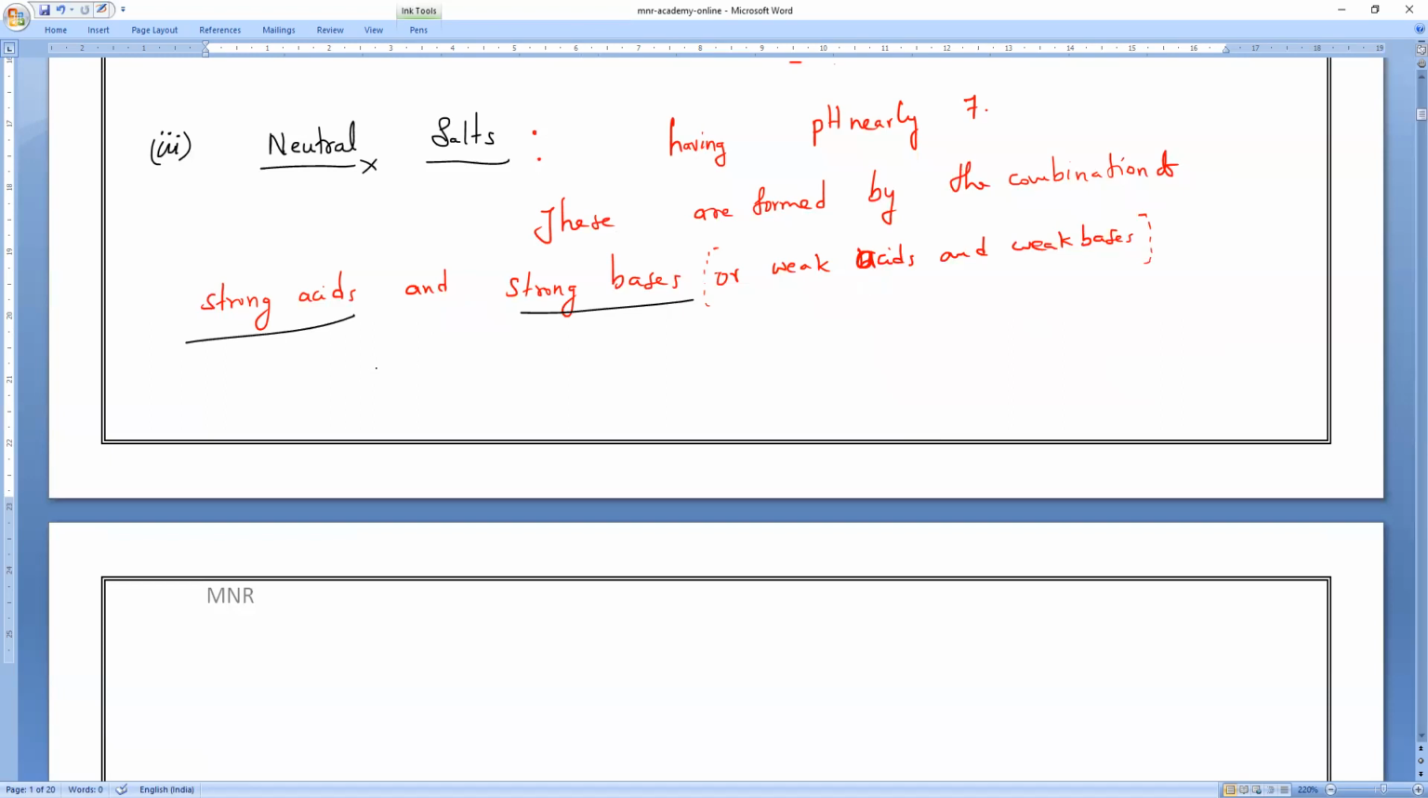Clear? So now tell me what examples you know. Anyone's turn. I'm not asking for strong acids and strong bases, I'm asking for examples of neutral salts. What do you know? Their formation from strong acids and strong bases is secondary. We have to find the parent acid and parent base. NaCl. Yes, NaCl.